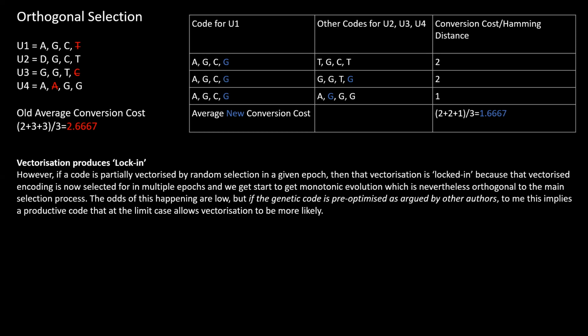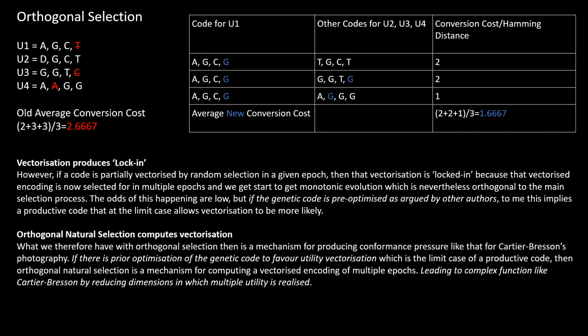Now, the problem with this is that it's still very unlikely that it would actually happen, which is what these other authors about the overlapping codes were arguing, that it doesn't make sense. But in the pre-LUCA era, if the code is already optimized to be very productive, the limit case of that is in fact vectorization. So to me, it implies that if a productive code is a given, then this vectorization is far more likely. And so this orthogonal process computes vectorization.